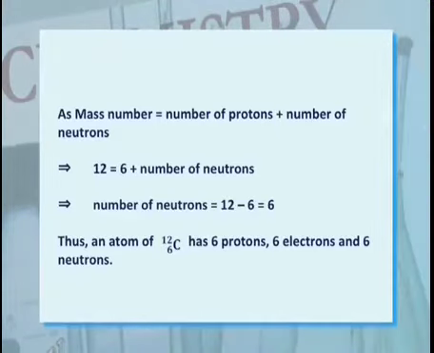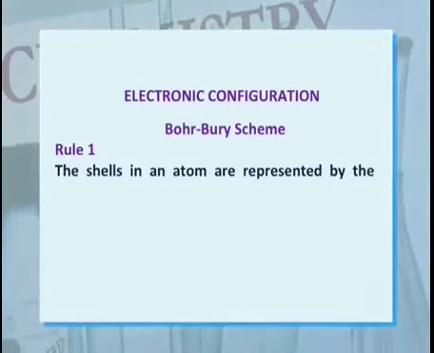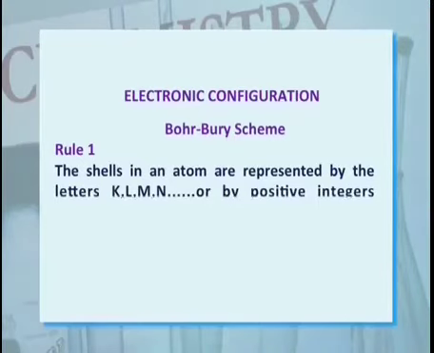Electronic configuration is followed by a rule or scheme called the Bohr-Bury scheme. According to this rule, the shells in an atom are represented by the capital letters K, L, M, or by the positive integers n equal to 1, 2, 3, 4, that represent the number of shells: the first shell, second shell, third shell, fourth shell, etc.